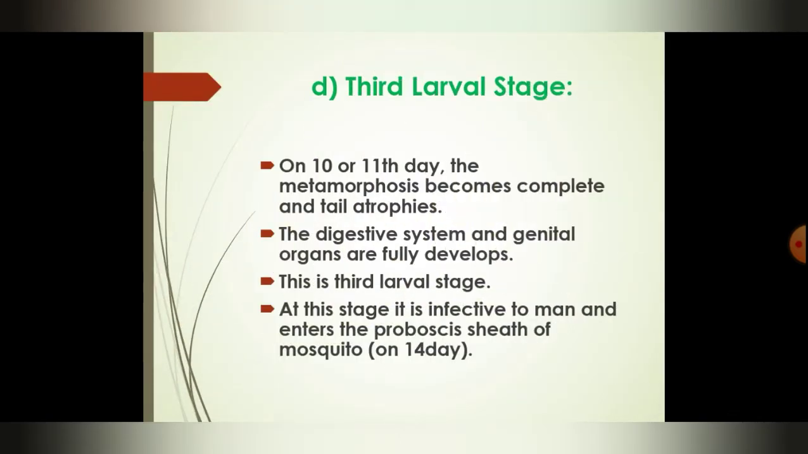Then next is the third larval stage. On the 10th or 11th day, the metamorphosis becomes complete and the tail atrophies, in the sense it will start disintegrating or disappearing. The digestive system and the genital organs are fully developed. This is the third larval stage. At this stage, it is infective to man. On the 14th day, it will enter the proboscis sheath, the mouth region of the mosquito.